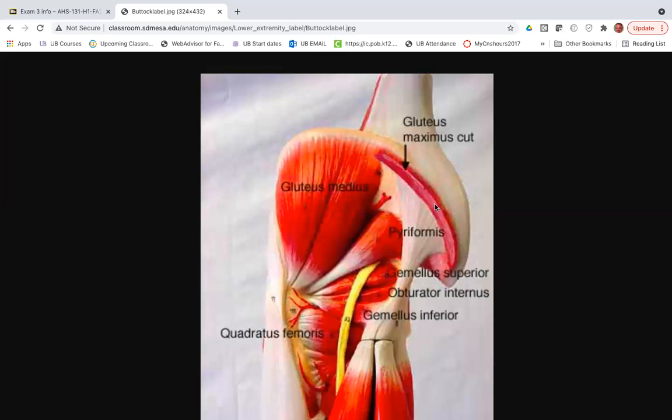Okay, so there's the gluteus maximus cut, gluteus medius. Find your sciatic nerve. Just above it is the piriformis. It is a hip external rotator.